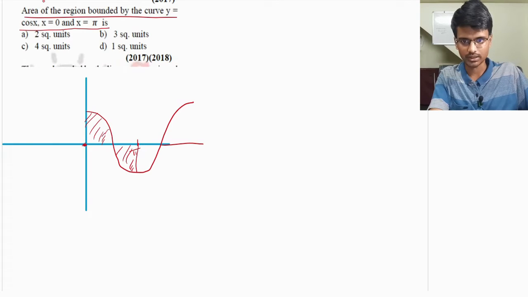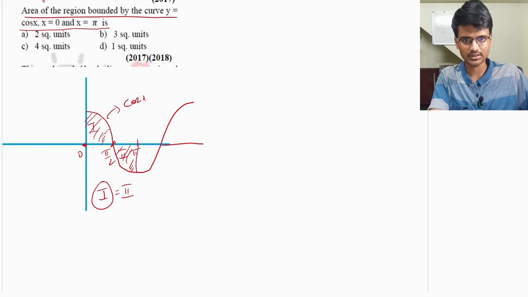This is my region. So these two regions are the same. If I call this 1 and 2, 1 is equal to 2, right? Everyone agrees. So if I find what is 1, I'll just take twice that. Okay, but my region is 0 to pi by 2, so I know my limits, 0 to pi by 2. My curve is cos x.